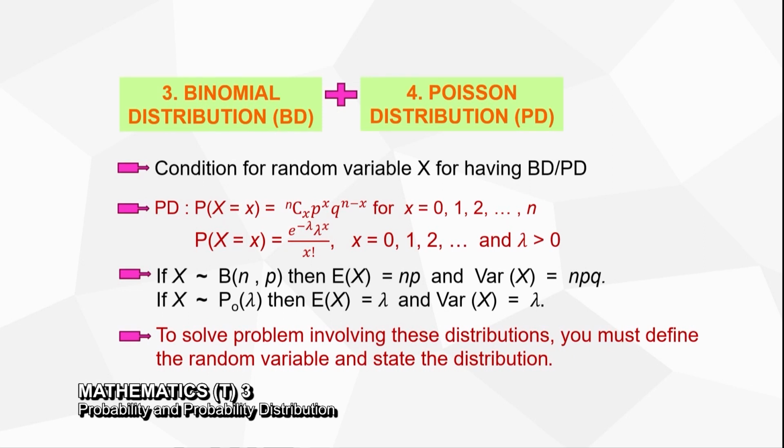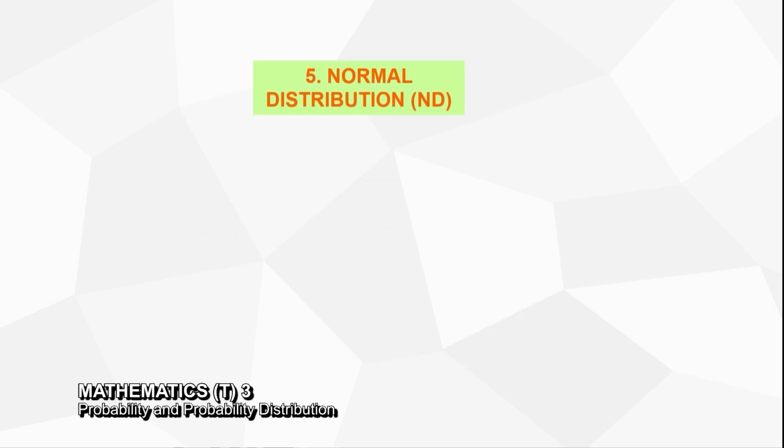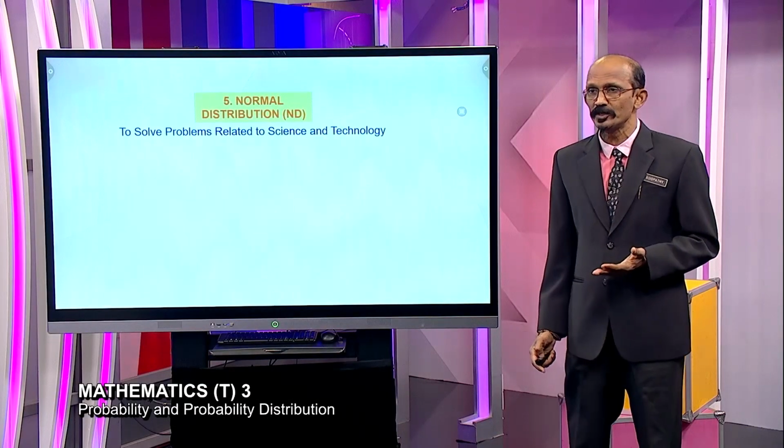But when solving problems involving these distributions, you have to state your random variable, state your distribution, list your probabilities one by one, and use the correct formula to evaluate them. Okay. The last part of this chapter is normal distribution. In normal distribution, you got 2 things.